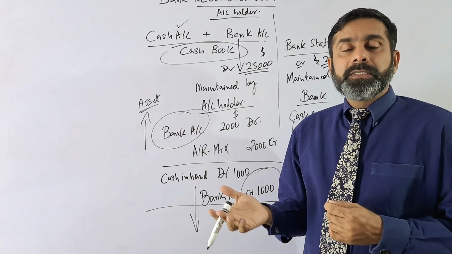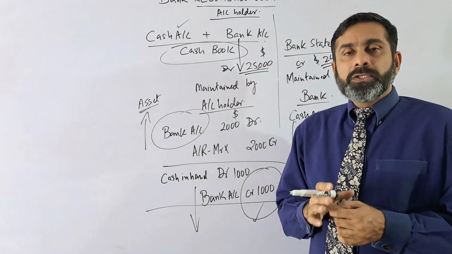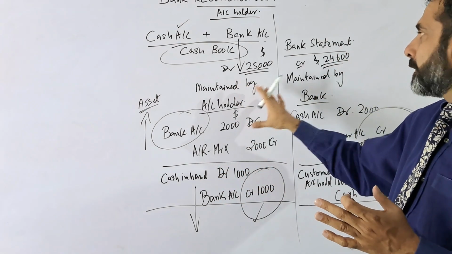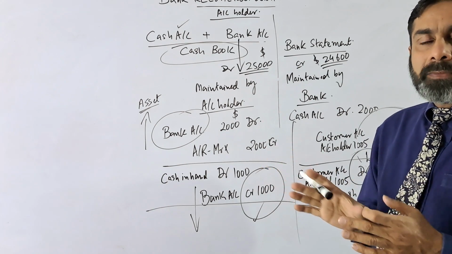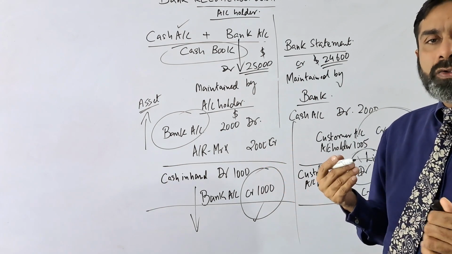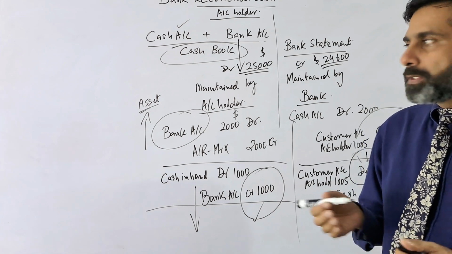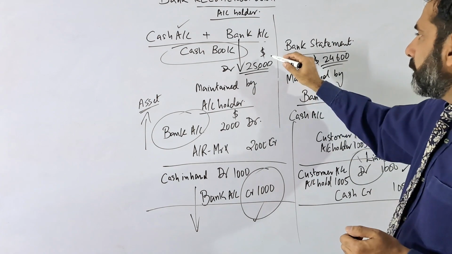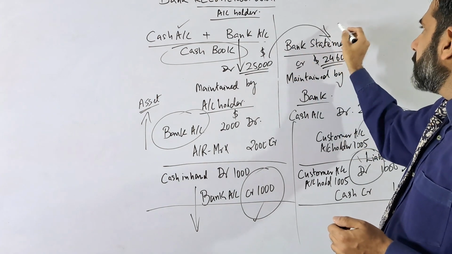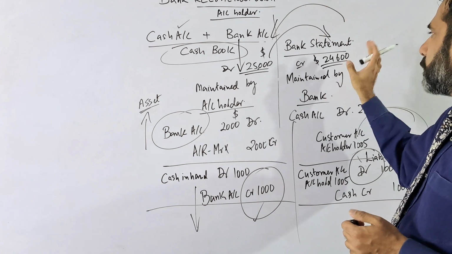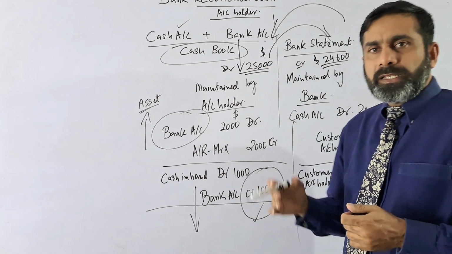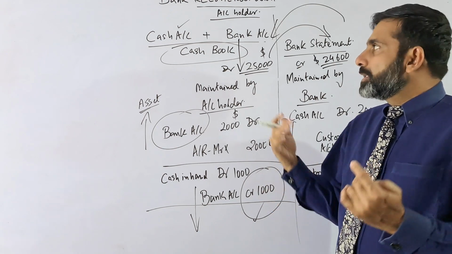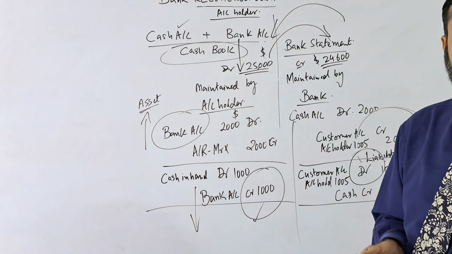It may be due to one reason, maybe two reasons, three reasons. There are so many reasons why the bank statement and the cash book bank balance are different. So we have to find those reasons, those differences, and then prepare a bank reconciliation statement. Means from here we will reach here in this way, or if we are starting from the 24,500, we will reach the 25,000. So we will reconcile it and find out the differences. This is why the bank reconciliation statement is prepared.